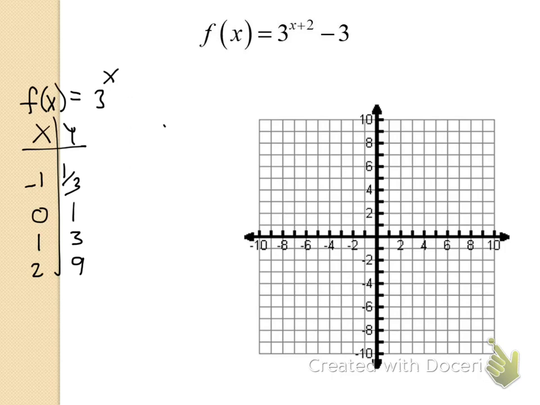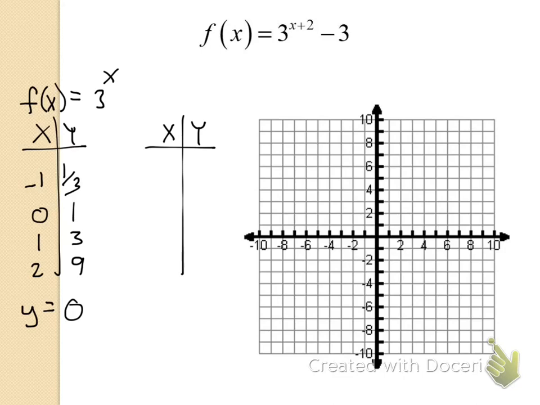Now, what I'm going to do is create the new XY chart. Below that XY chart, I want you to write what the horizontal asymptote is. What's the horizontal asymptote for f of x equals 3 raised to the x? It'd be y equals what? No. The original. Y equals 0. Okay. Now, from these values, let's shift.